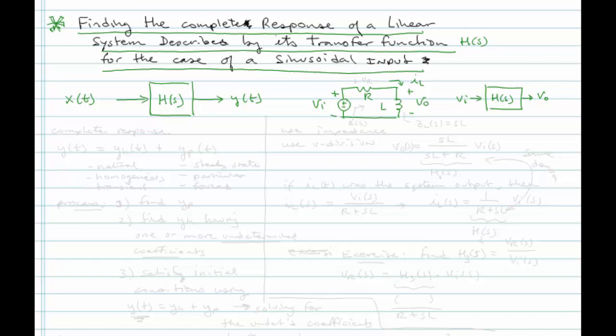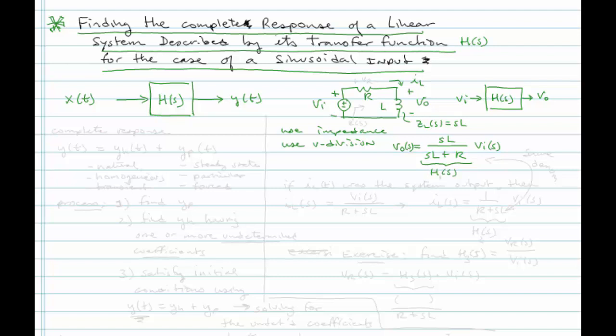In this case, the transfer function can be found very easily because of the simple network. We'll use impedance to help us do that. So the impedance of an inductor is sL, so ZL of s is equal to sL, and we can use voltage division to find VO as a function of VI. We'll just write that VO is equal to the impedance of the inductor over the impedance of the inductor plus the impedance of the resistor, which is R, times VI. And these are functions of s. And this here is the transfer function.